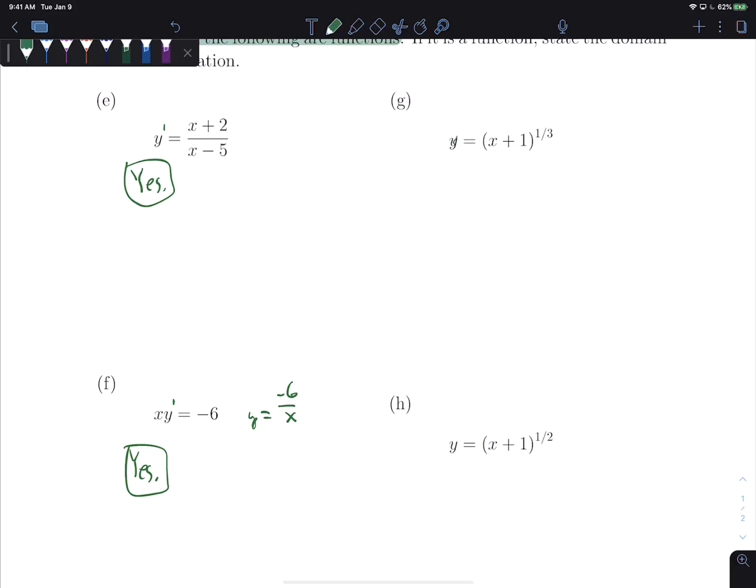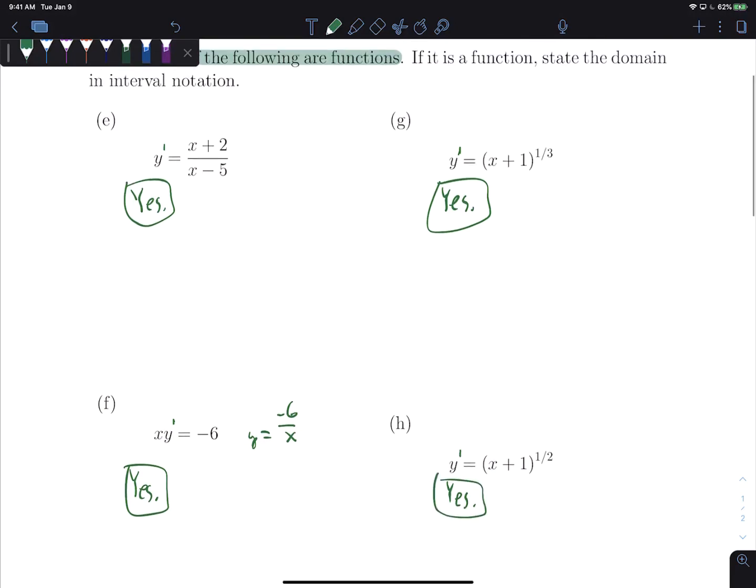As for letter G, we have y equals x plus 1 to the 1/3 power. Again, the y is here by itself and the exponent is 1, so the answer is yes, this is in fact a function. For letter H, we have y equals x plus 1 to the 1/2 power. Again, the y variable has an exponent of 1, so yes, this is in fact a function. Good.